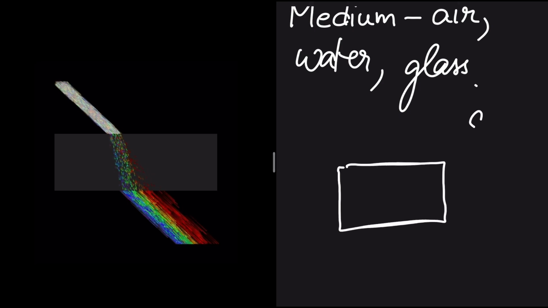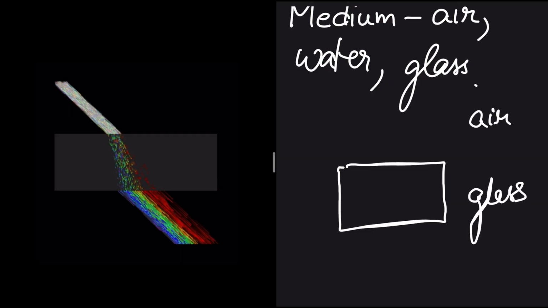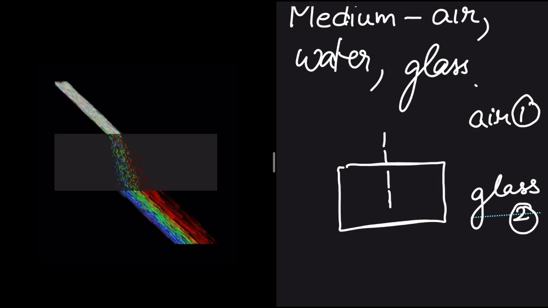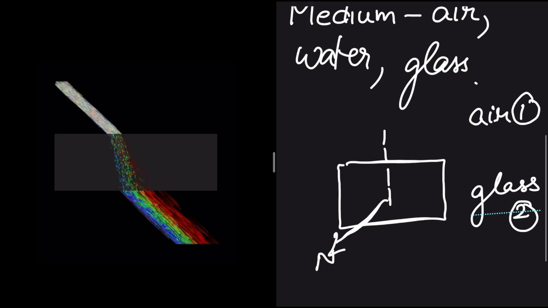But when the medium changes, suppose we have a glass slab here. This is air, and this is the glass slab. The mediums are different: the first medium is air, the second medium is glass. Suppose this is the normal I draw here. What do we call this line? Normal. When the light rays fall here at a certain angle, we call this angle the angle of incidence.